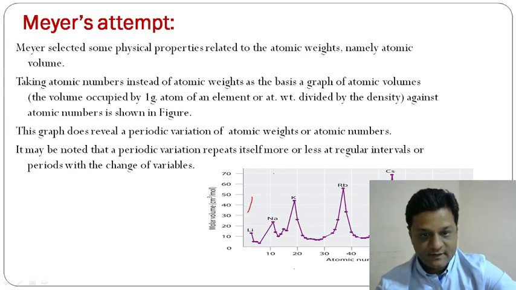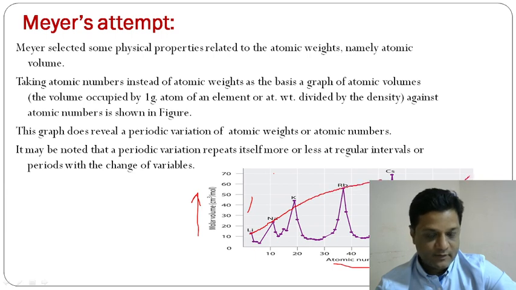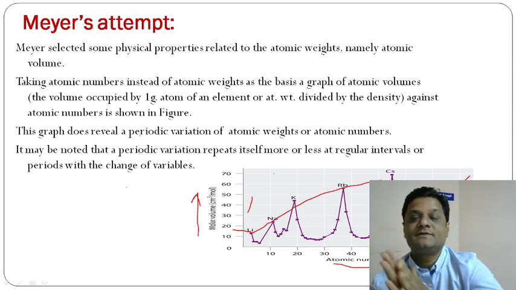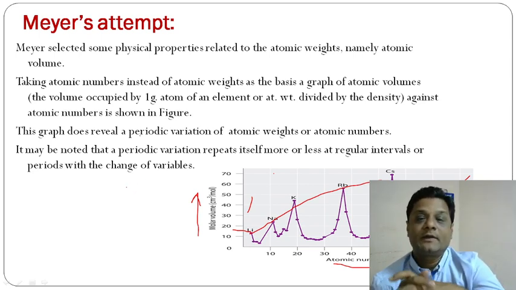You can see here, on the x-axis is atomic number and molar volume. Here all the elements are placed according to increasing atomic number and the volume. So he says that we take atomic number instead of atomic weight. This graph reveals periodic variations of atomic weights and atomic number. It may be noted that the periodic variation repeats itself more or less regularly.